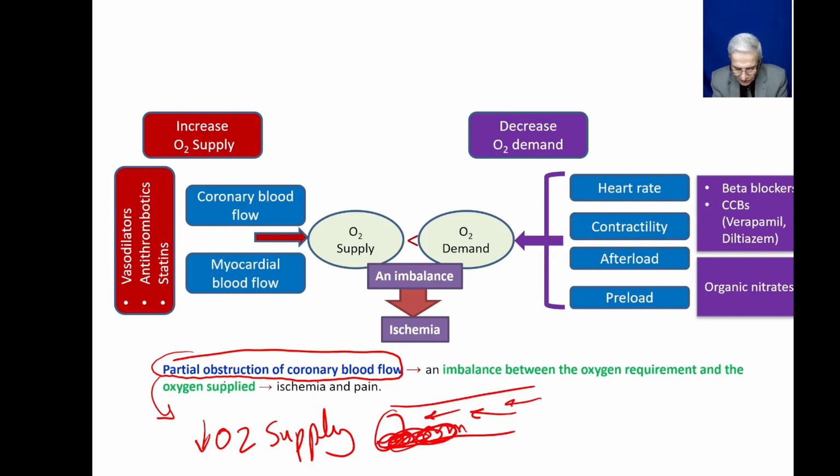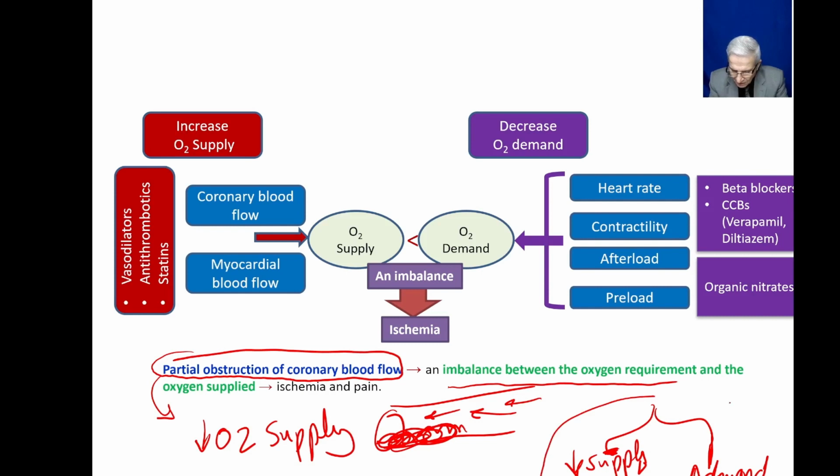So when you have this partial obstruction of coronary blood flow, the result will be an imbalance between oxygen requirement and oxygen supply. So what happens there? We have the balance, and you can see now we have increased demand and decreased supply. So with increased demand and decreased supply, the patient suffers from ischemic heart disease. Here we are talking about the pathophysiology, what happens when you have partial obstruction of the coronary artery.